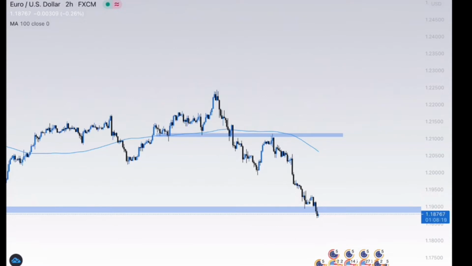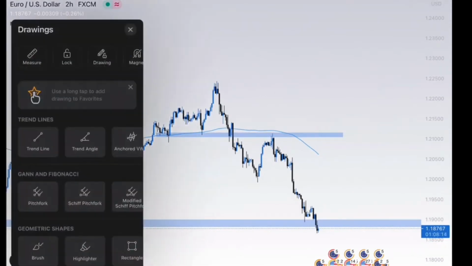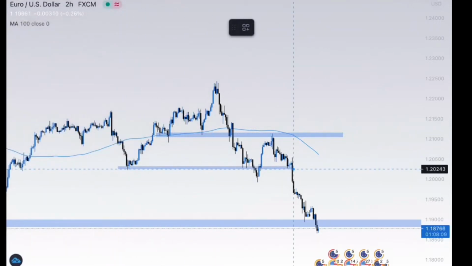And if you guys are unsure of what support and resistance is, it's very simple. The support is the floor, the resistance is the ceiling or the roof. I did a full beginners video. If you guys want to go on that, where I go a bit more in depth on support and resistance, there'll be a link to that video down in the description.